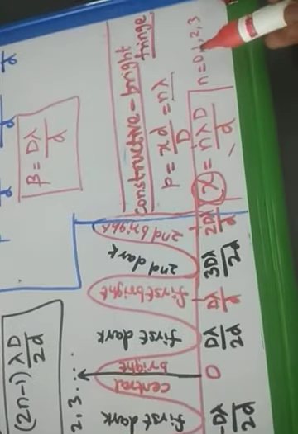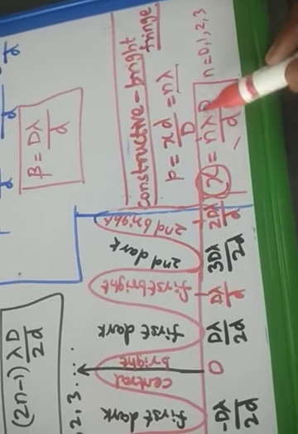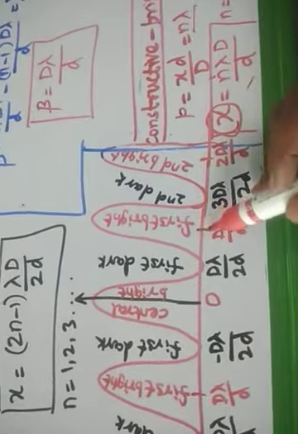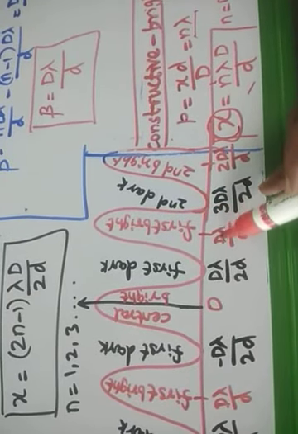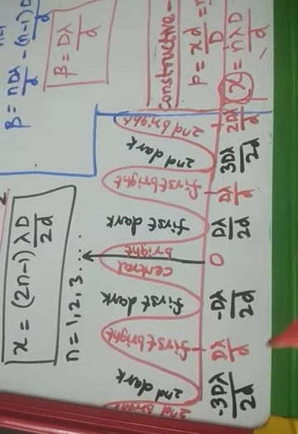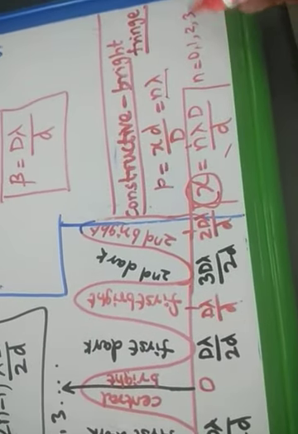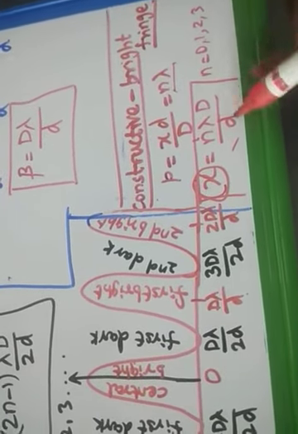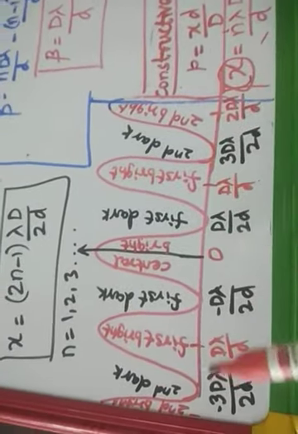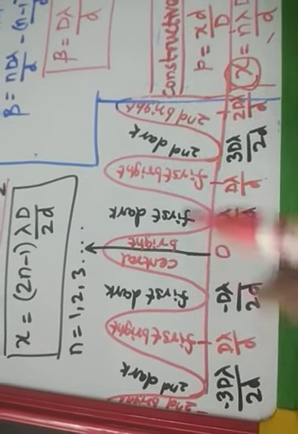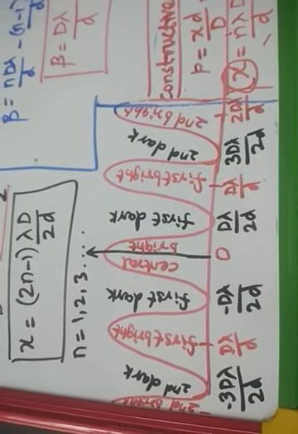Then if you substitute n equal to 1, what do we get? Lambda D by d. So that is the first bright fringe. If you substitute n equal to 2, we get 2 lambda D by d, and the same on the other side. So this is where the first bright fringe and the corresponding second and third bright fringes will occur.